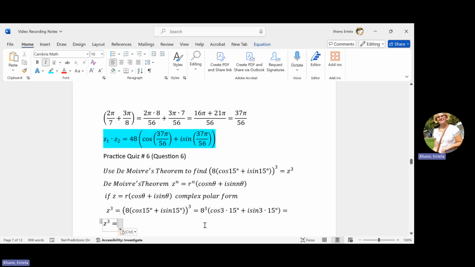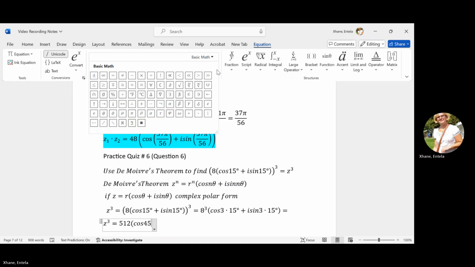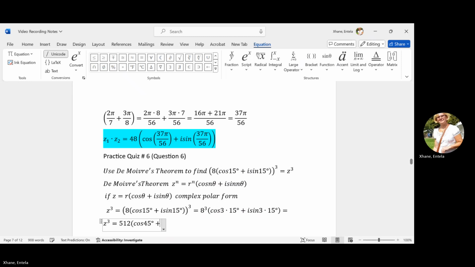Now what is 8 raised to the third power? This is my number 8 multiplied by itself 3 times. And when you do that, the answer is 512. Now, as far as the rest of it, I multiply 3 by 15, so I get 45 degrees. And then same thing for sine, which is also sine of 45 degrees. And then you're done. So that's your solution.